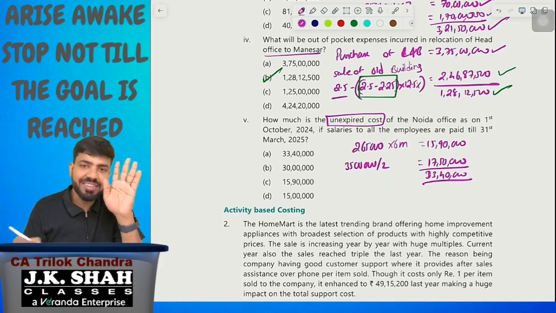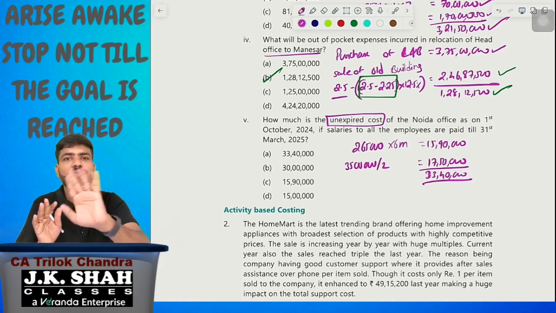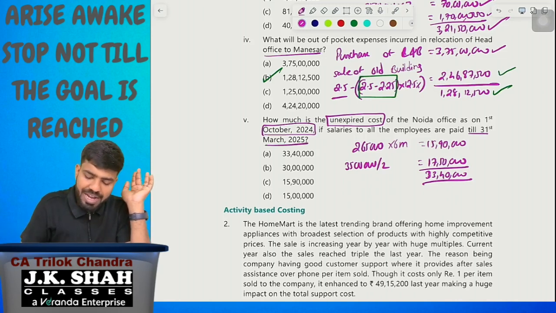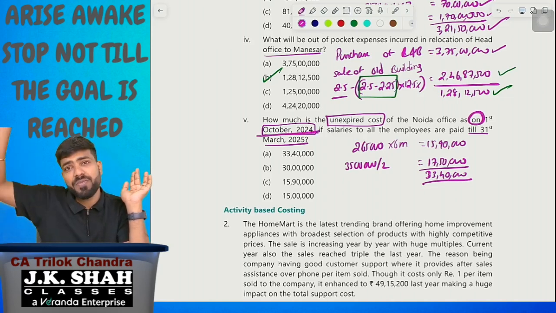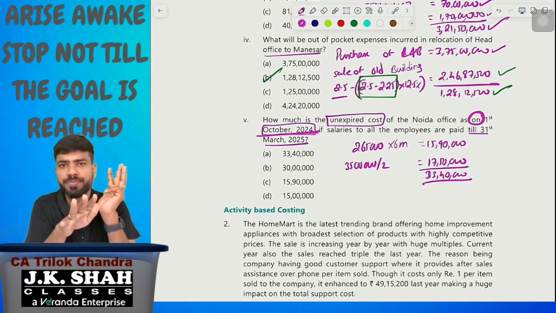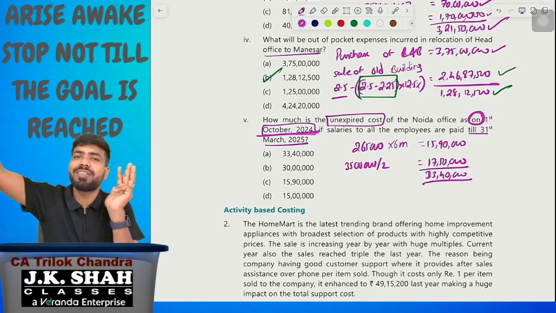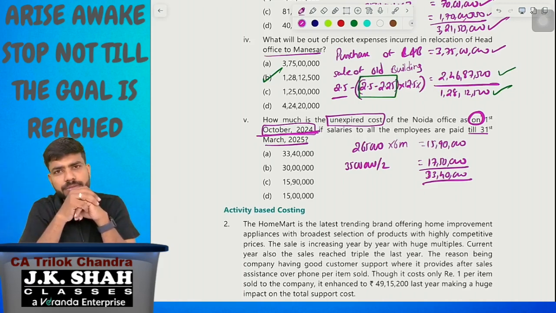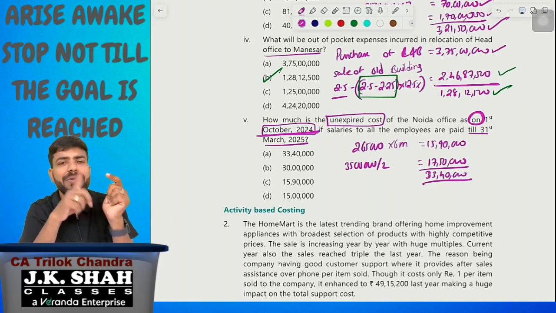Are you understanding? So they are asking unexpired cost means what is the cost that is not reduced from the sales. Listen. How much is the unexpired cost of the Noida office as on 1st October 2024 if salaries to all the employees are paid till 31st March 2025? As on 1st October, salaries are paid till 31st March. That means 6 months of salaries paid in advance, because October, November, December, January, February, March.